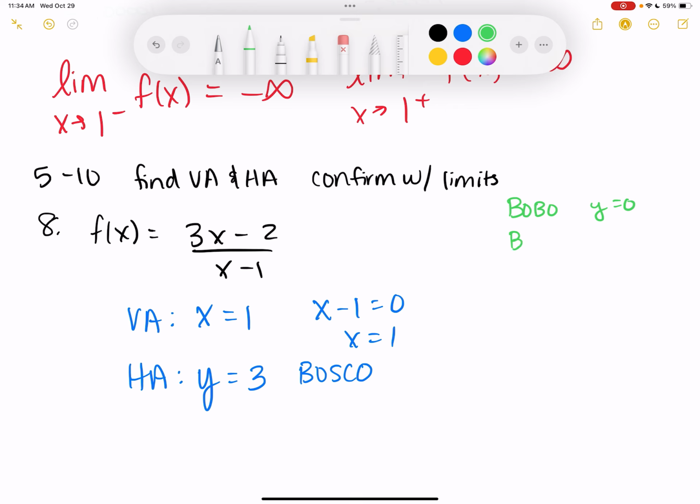Bigger on top, there's none, so there's no horizontal asymptote, in which case we'd have a slant asymptote most times, not all the time. And then if they're both the same, we use the coefficient.